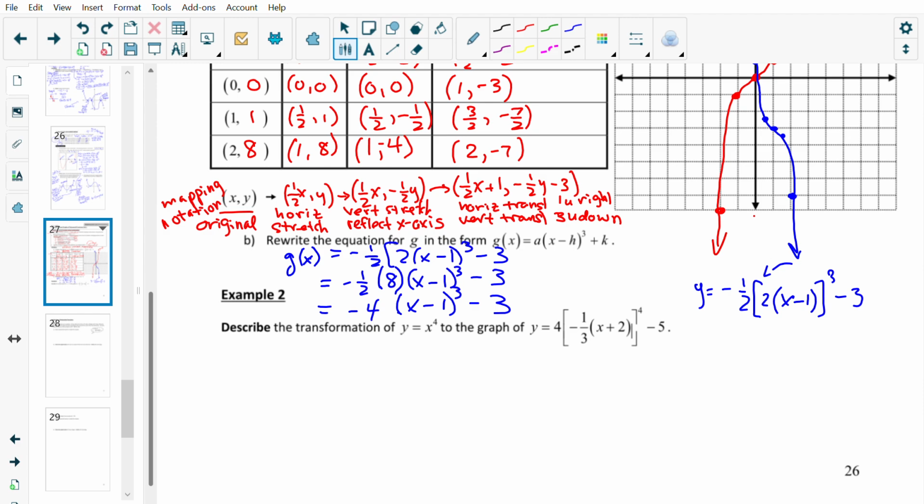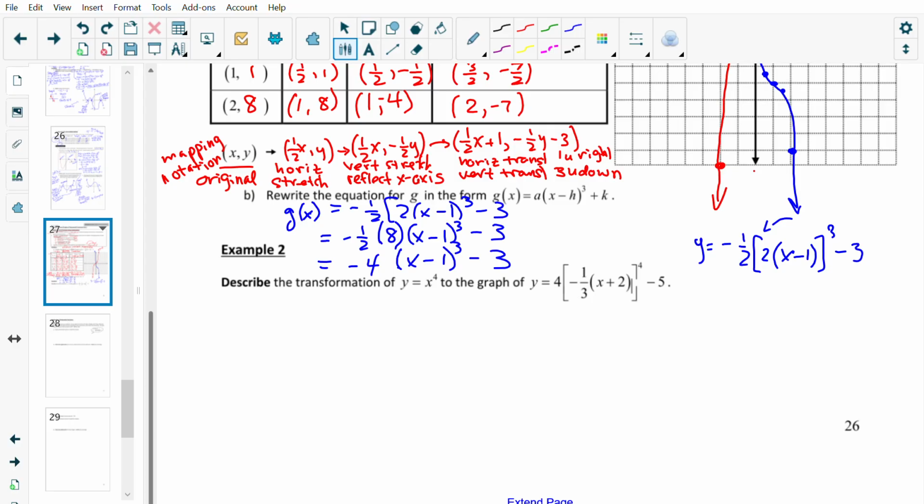Okay, example 2. Now, instead of graphing, we're going to describe the transformations that are happening just based on looking at the equation. Describe the transformation of y equals x to the fourth to the graph of y equals 4 times [negative 1/3 (x plus 2)] all to exponent 4, and then minus 5. Okay, one by one. I'm going to describe an SRT: stretches, reflections, translations. What is going on? So y equals x to the fourth.